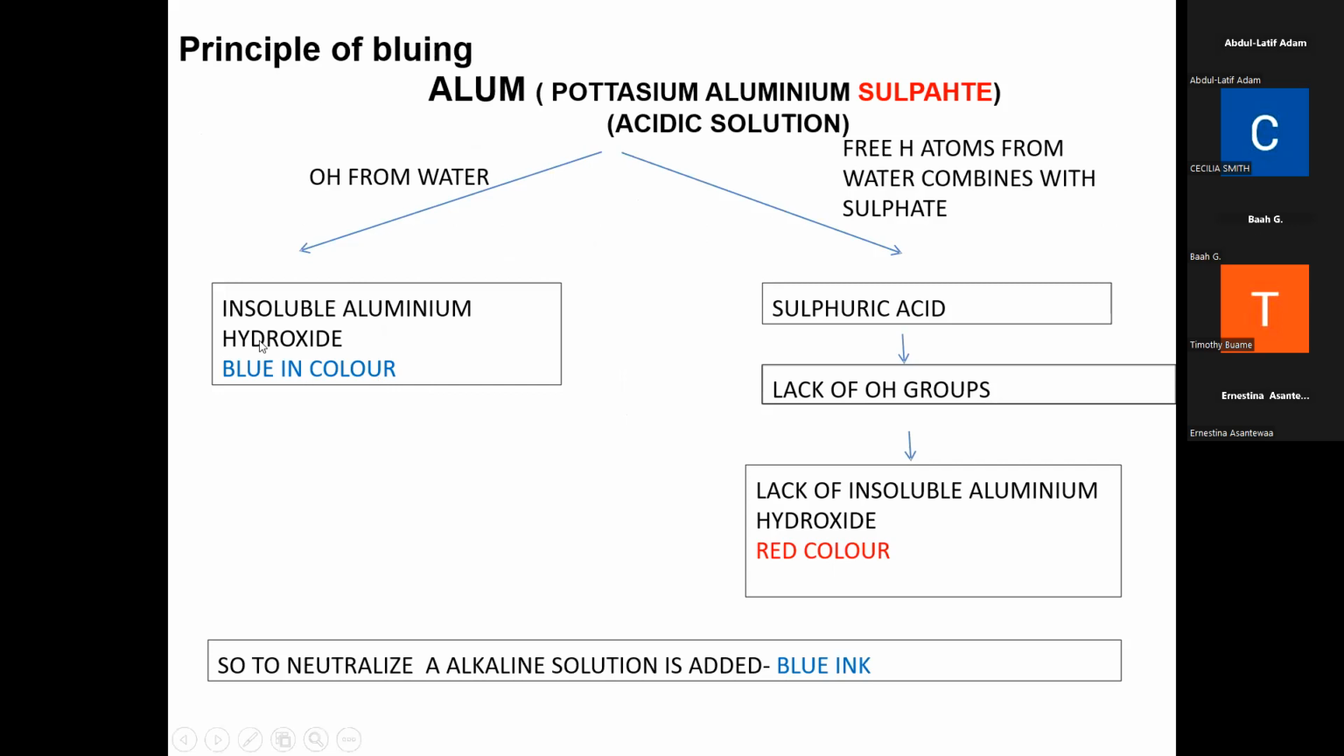So you have the aluminum hydroxide, which is blue in color. Then you have the sulfuric acid, which is usually washed off. Usually, if it stays, it will become red, and we don't need red because the eosin is also pinkish red. So you don't need that one. That one is washed off, and then aluminum hydroxide stays.